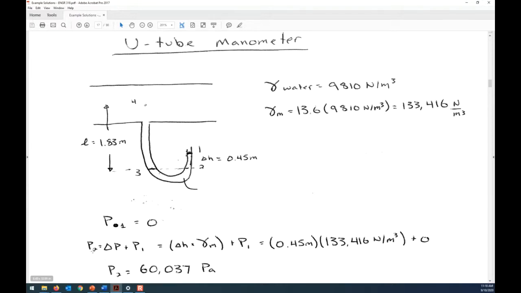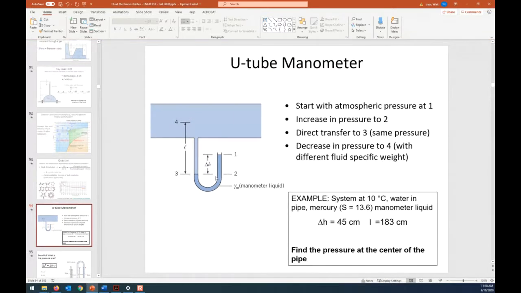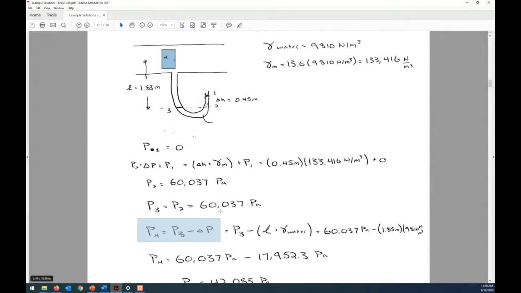Now, to go from two to three through this manometer liquid, we don't pass through any other liquid besides the mercury. If they're at the same elevation, they're going to have the same pressure. So P3 is P2. Then we apply the hydrostatic equation one more time. From three towards four, it's going to be a reduction in pressure because we're going upward through the fluid. So P4 is P3 minus the delta P.